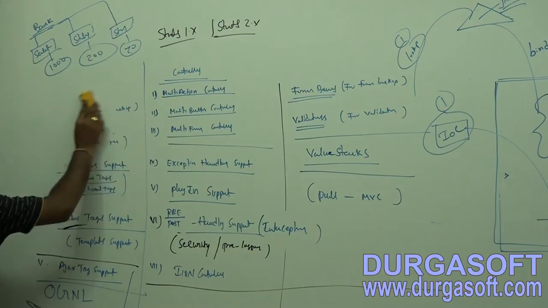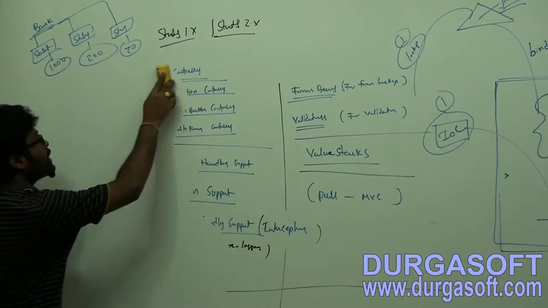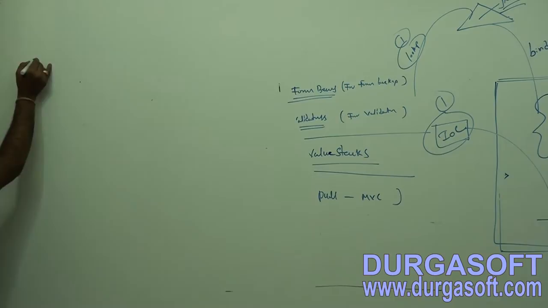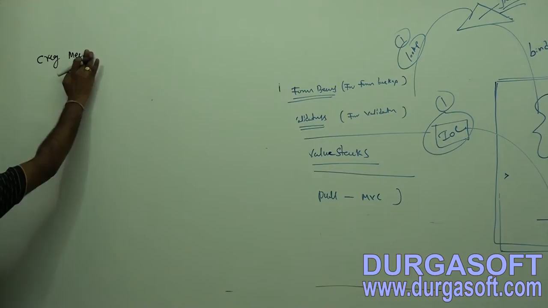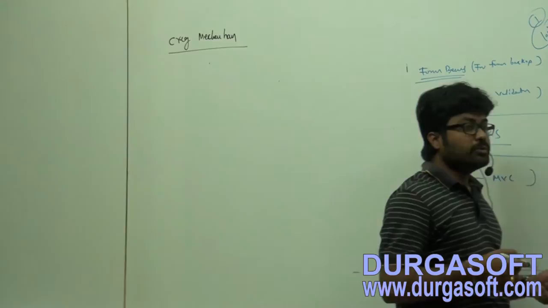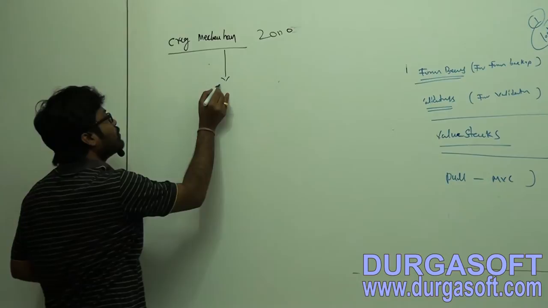This Struts 1x framework was designed by Craig McClanahan in the year 2000. Once again, his name is Craig McClanahan. He designed it in the year 2000, and he gave that framework to the Apache organization.